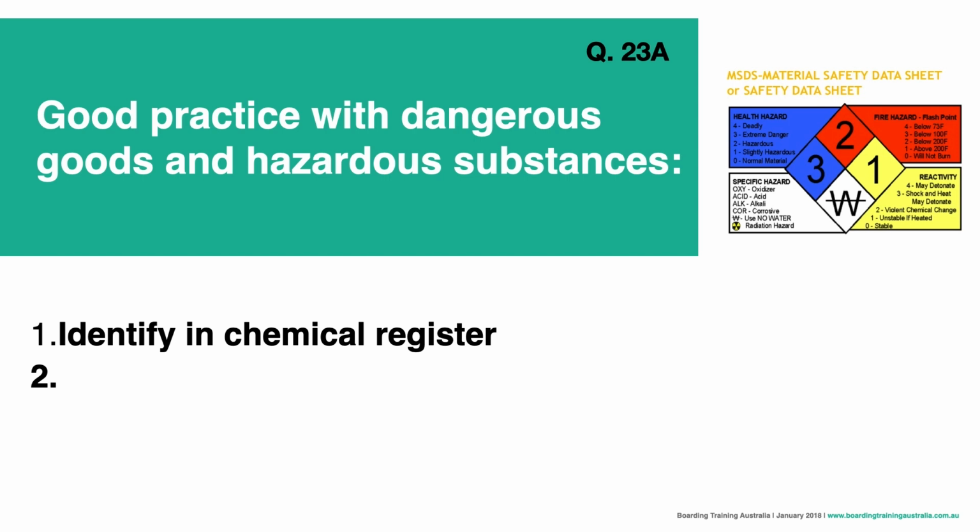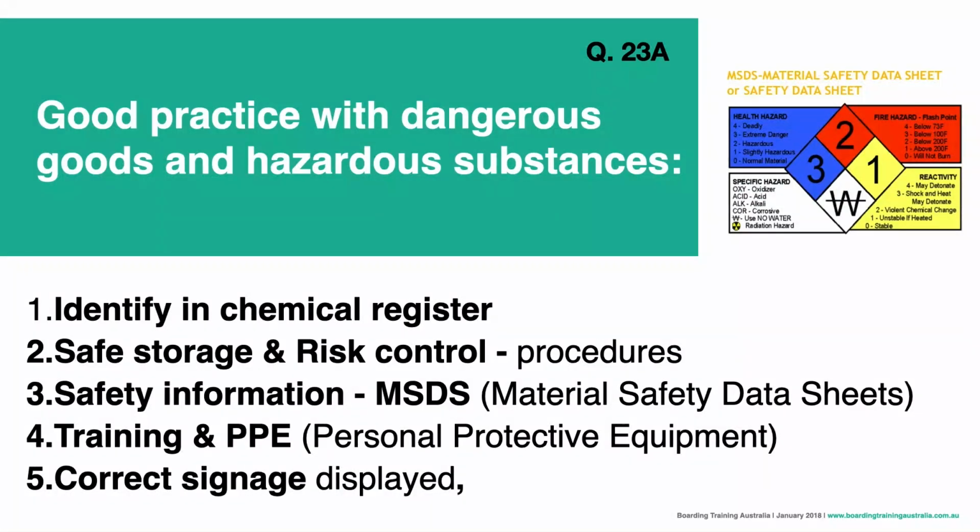And what else do you need to do around that? Can you think of it? Need to make sure that they are stored safely and that there's a risk control procedure or process that goes beside that to ensure that things are stored safely, that cupboards are locked, that sort of thing. And that with those hazardous substances, you've got the safety information that has to go with it. So that's those material safety data sheets stored with the dangerous goods.